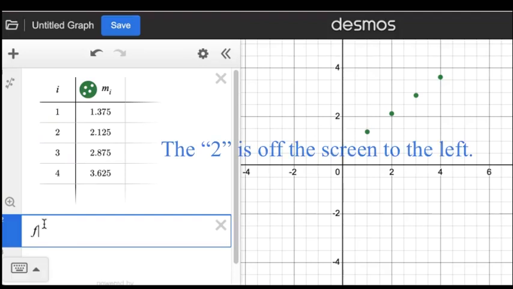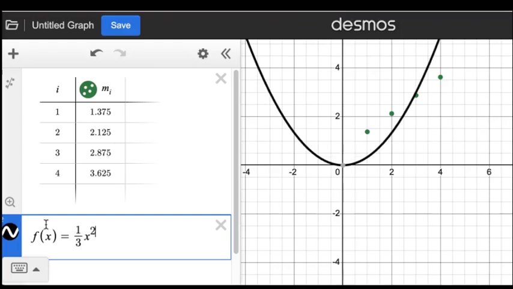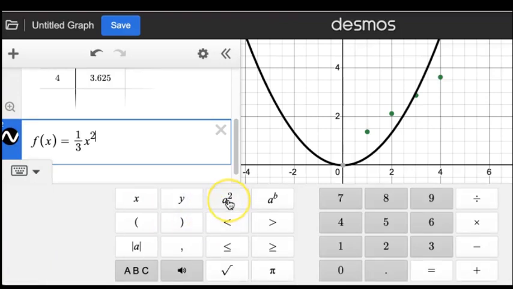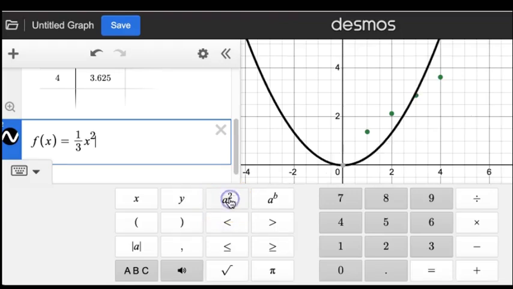And I'm going to call it f. And I'm going to put f of x equal to 1/3 x squared. And to create that squared, I hit Shift 6 in order to get the exponent. But you can also use the keyboard and hit the a squared key. So if you hit x and then select the a squared key, that'll give you the exponent as well. And then minus 6.